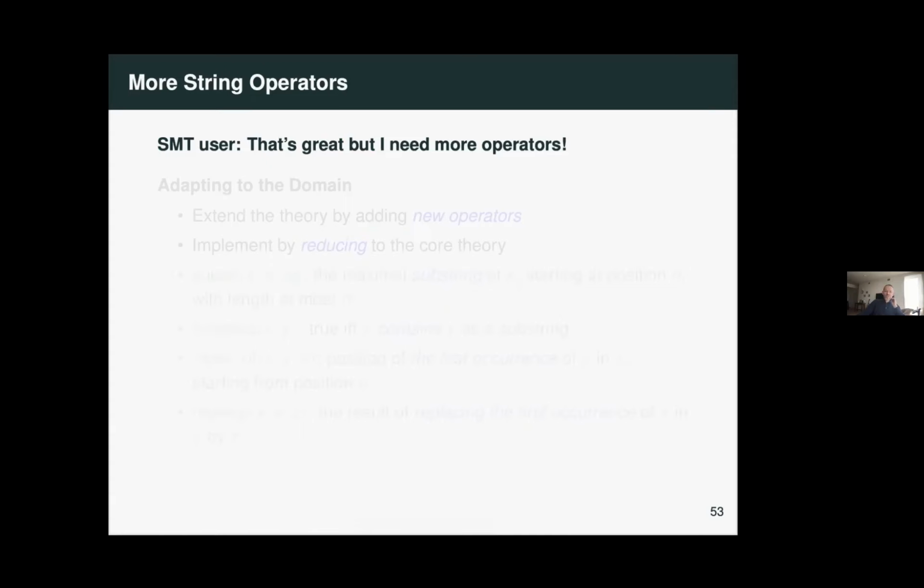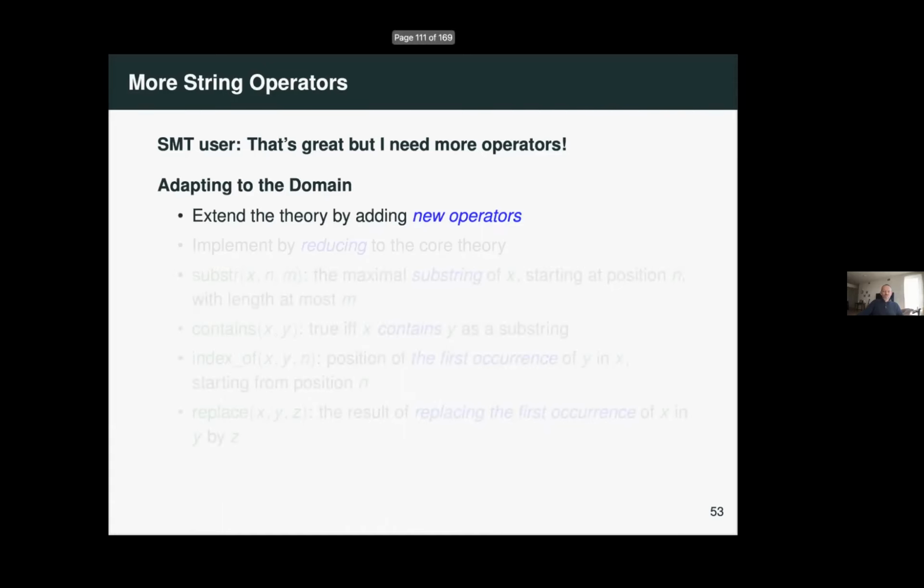All right, so we did that. And then our users working on the application said, that's great, but I actually need more operators in my real programming language. So we said, okay, we can do that because SMT is adaptable. So let's extend the theory. Let's add some new operators, and we'll implement them by reducing them to the core theory that we already have.